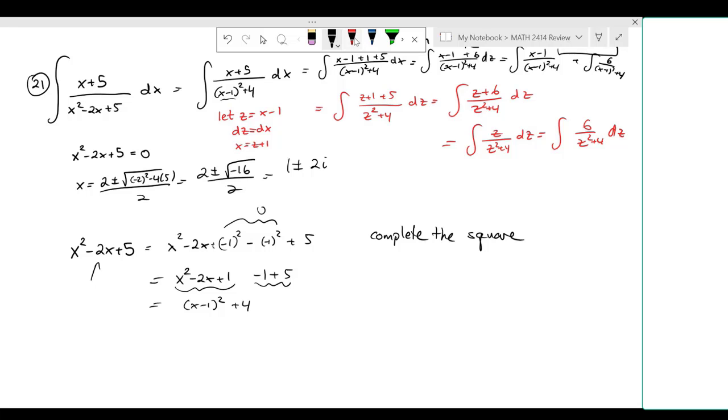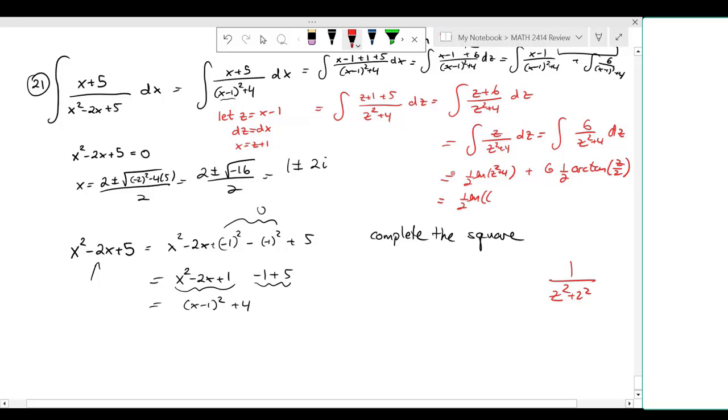Okay. All right, so using a u sub, this gives us half of a log z squared plus 4. And this gives us 6 times arctangent, right? So the antiderivative would be 1/2 arctangent z over 2. Cool. And unfortunately, then you have to back substitute.